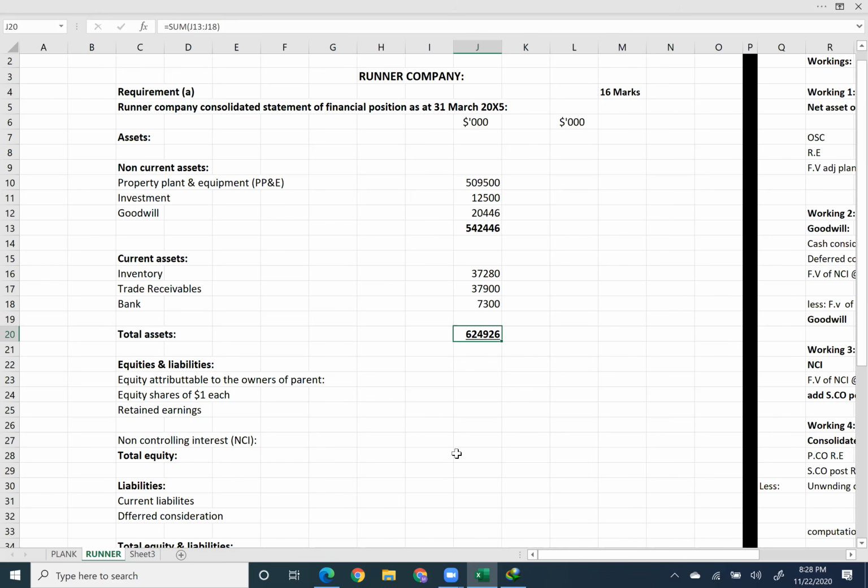Now come to the equity side. I hope you remember the basics. In the equity side, share capital, only the parent company's share capital we write: 202,500. Please concentrate, only last few minutes. Parent company's share capital is 202,500.